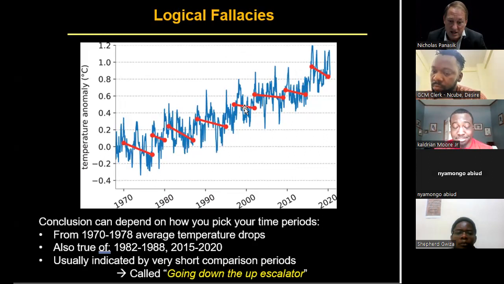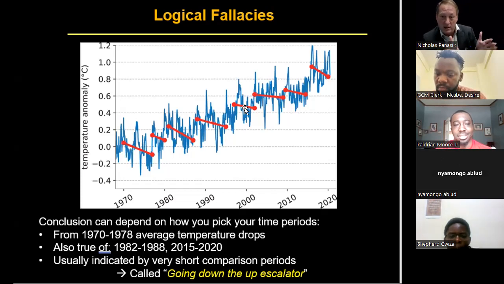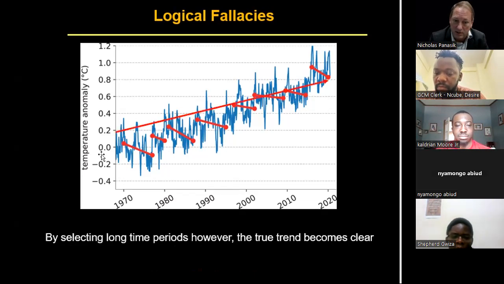And so one of the things that clues you in to these kinds of fallacies is they pick short comparison periods, right? Remember when we were talking about anomalies, how long of a period did we pick as a reference period? At least 30. Yeah, 30 years, right? Three decades long. The reason for that is you want to mute out this variability that you get from things like La Nina and El Nino and volcanoes, etc. By selecting long periods, the true trend becomes clear.